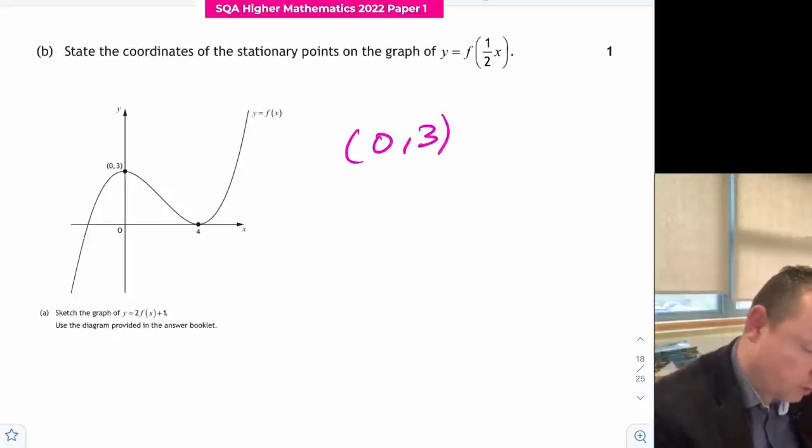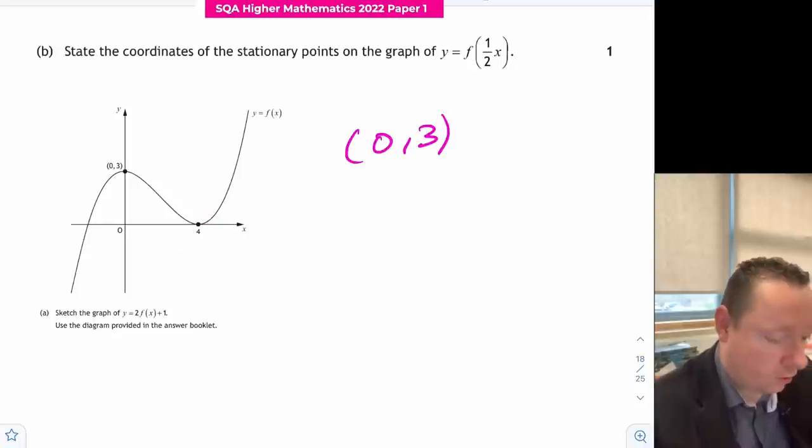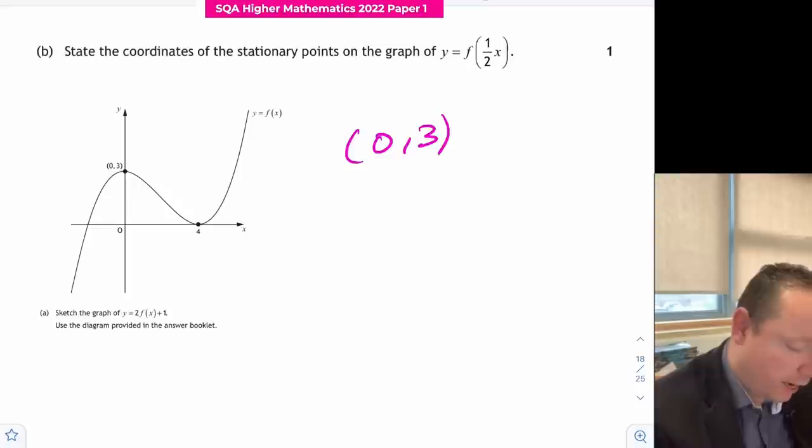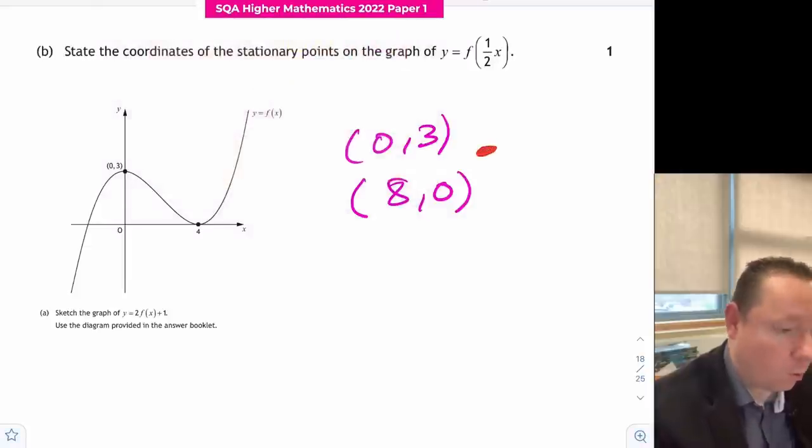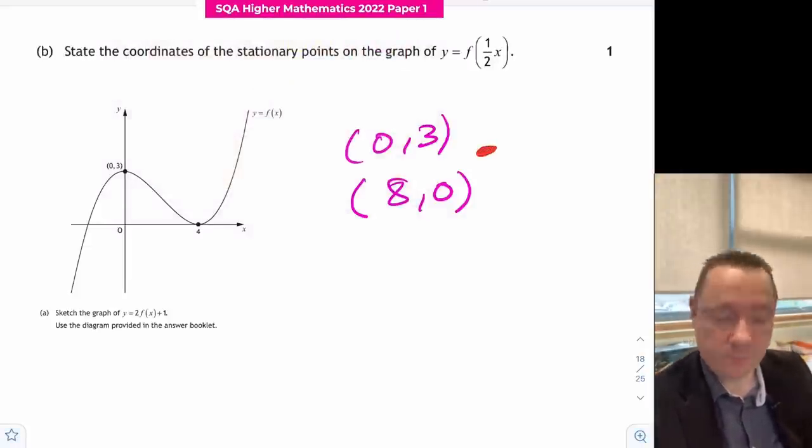That makes no difference. Now, the only thing that's changing is the x. This one was (4, 0), but I want it to be 4. So if I double 4, I get 8, because a half of 8 is 4. So it must be (8, 0) as well. And you just get a mark for actually working that out, with no real working required there, just for stating it.